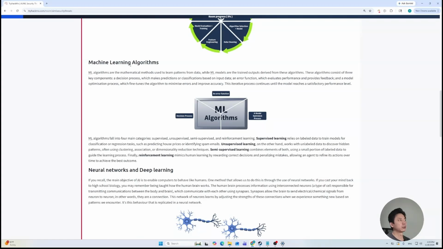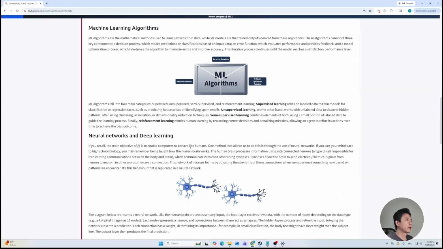So when it comes to machine learning algorithms, we have three key components: the decision process, an error function, and model optimization. Machine learning algorithms fall into four main categories: supervised, unsupervised, semi-supervised, and reinforcement learning. Supervised learning relies on labeled data to train models for classification or regression tasks, such as predicting house prices or identifying spam emails.